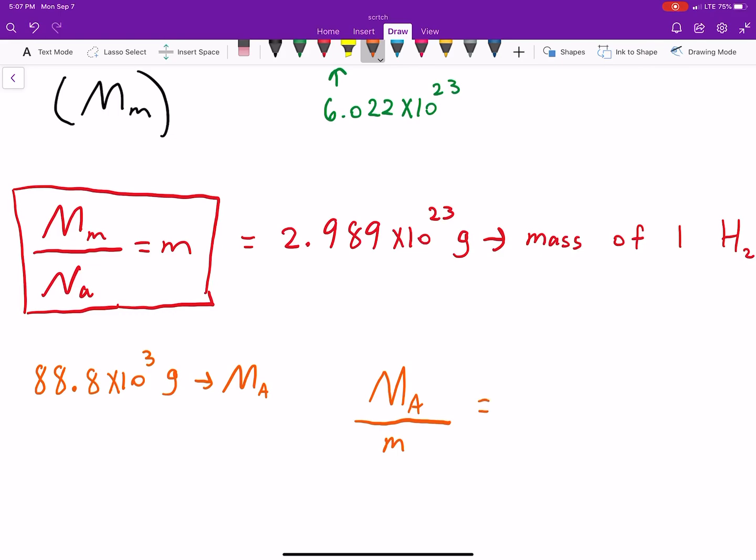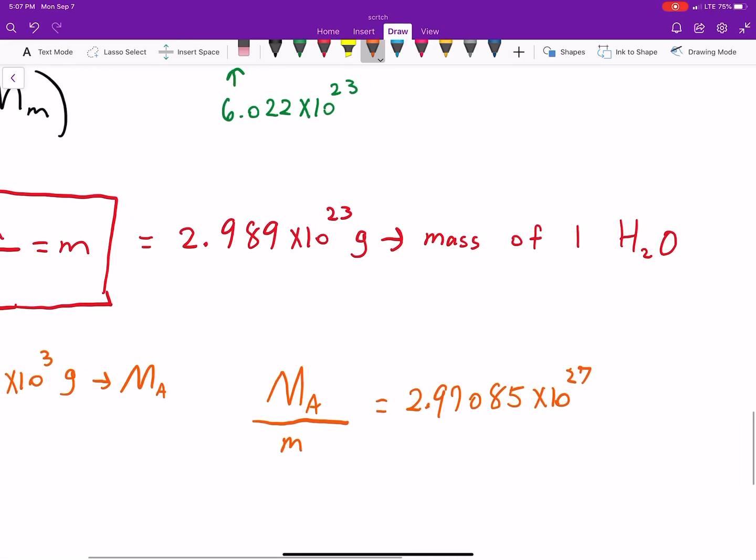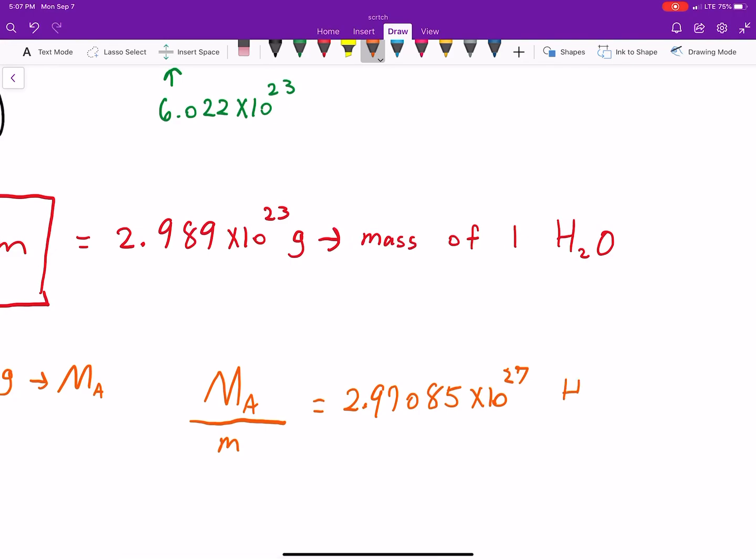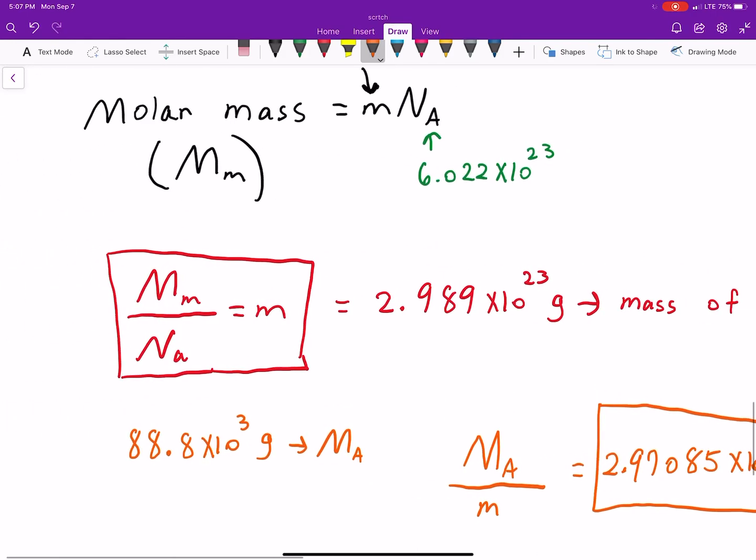And should you plug this in, you'll get 2.97085 times 10 to the 27 H2O molecules. That's a lot. And again, it's not actually that number because we're assuming that you're completely made out of water, which obviously is not the case, but it makes the problem a little bit easier, I guess.